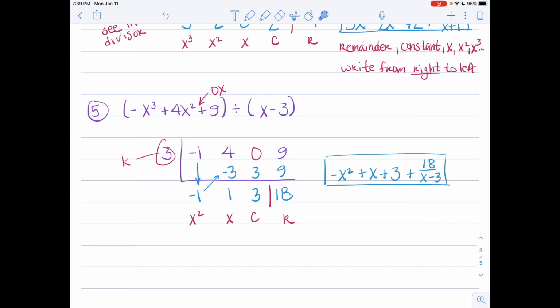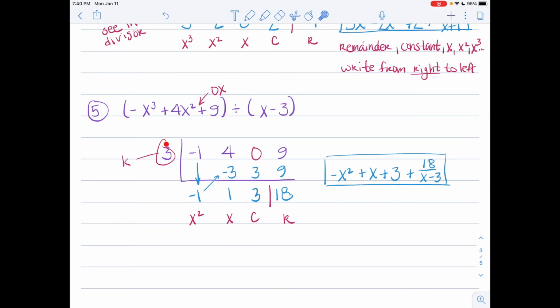So the first step is to bring down the negative 1 and write it as the first entry in our quotient line. Then we take negative 1 and multiply by 3. Remember to write it up and to the right, so negative 3 goes here. 4 minus 3 gives me a positive 1, and I'm ready to repeat the multiply and add.